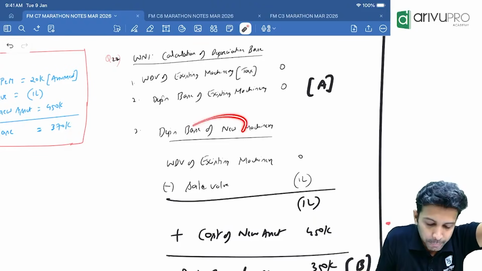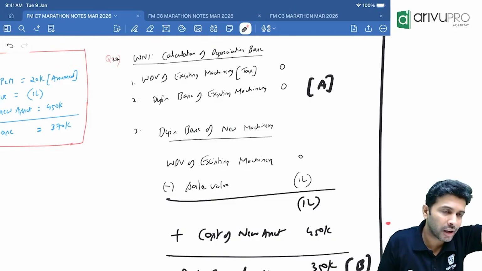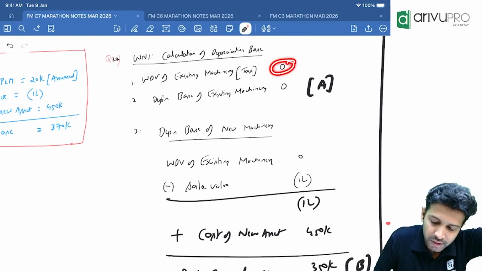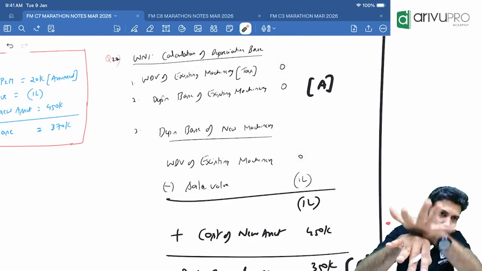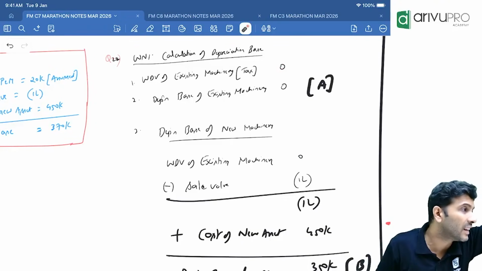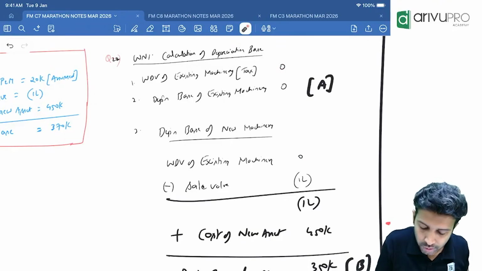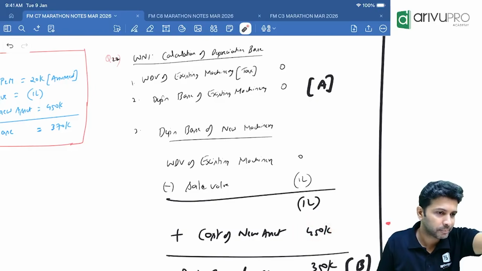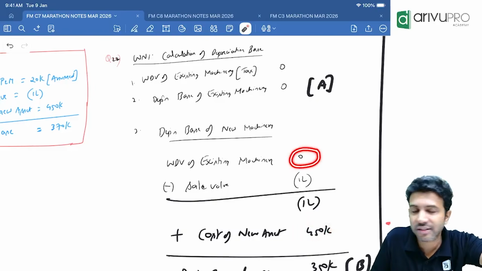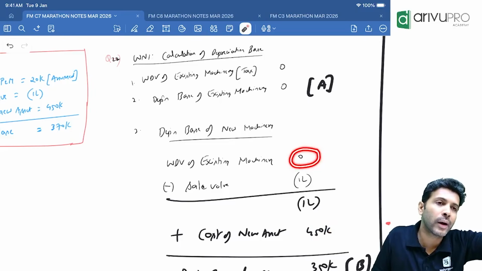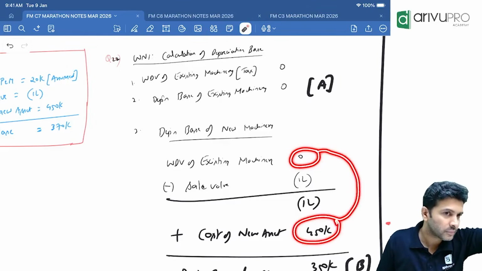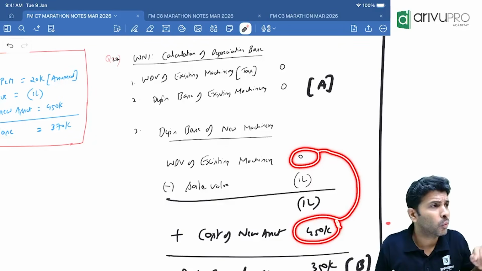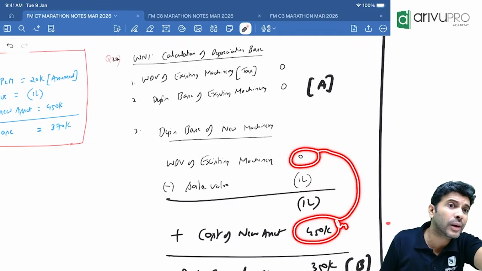So what is the formula for the depreciation base of the new machinery? First take the depreciation base of the old machinery. What is the old machinery's WDV? Zero. Now you bought a new asset. If you buy a new asset, will block value stay the same or increase? It will increase. How much did you buy the new machinery for? 4.5 lakh. Old machinery's book value was zero, and you added new machinery worth 4.5 lakh. So when you buy an asset, block value will increase.